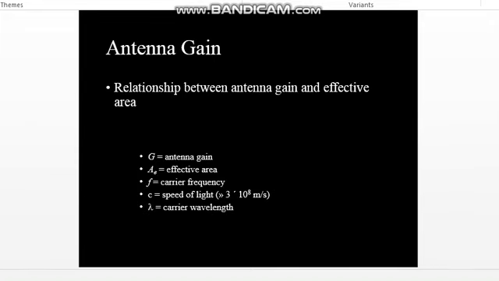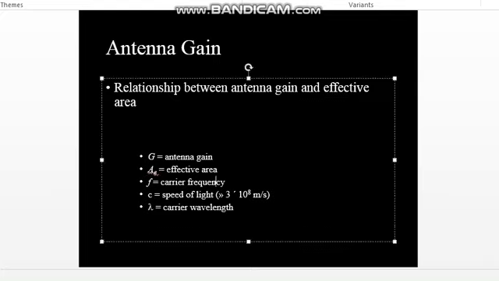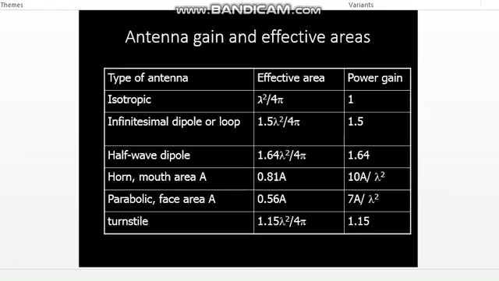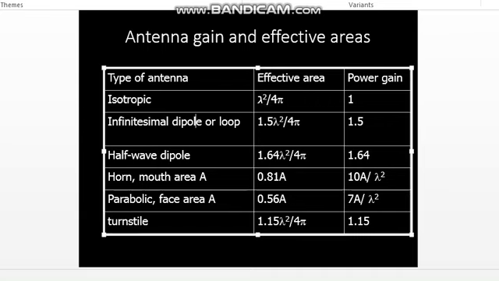The antenna gain continues. For calculating the antenna gain, we need to know some parameters: effective area, carrier frequency, speed of light, carrier wavelength, and antenna gain. You have to find out the antenna gain. Now that is the effective area. For effective area, there are types of antennas. In the left side of the table, you can see isotropic, infinitesimal dipole or loop antennas, half-wave dipole, horn or mouth area antenna, parabolic antenna, and turnstile antenna. These antennas have effective areas like these.